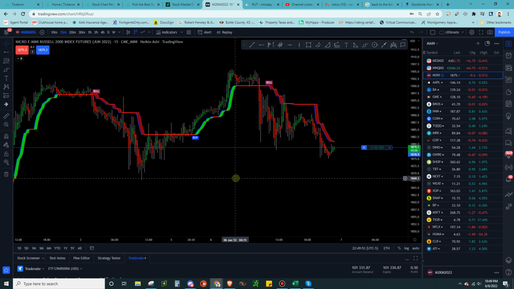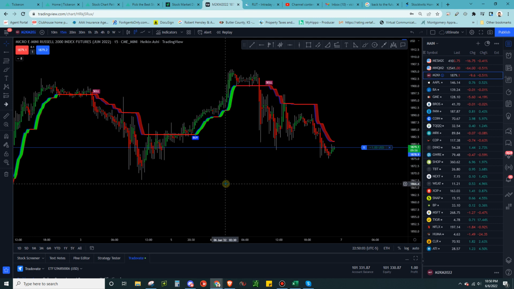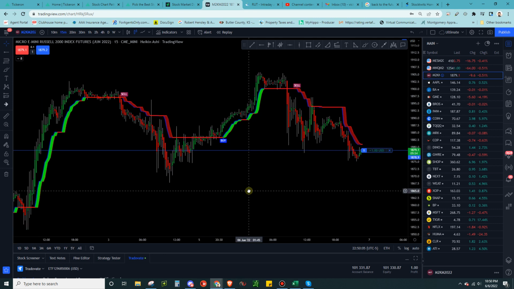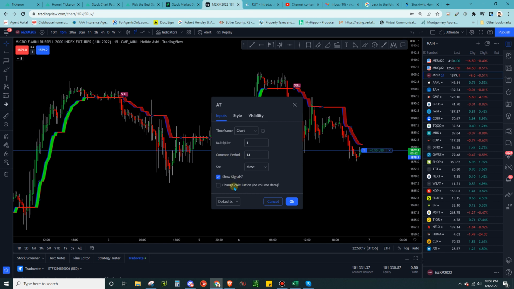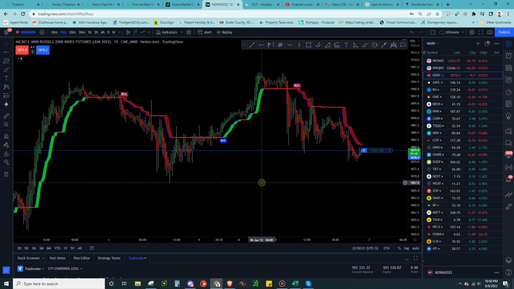In a trending market, you're going to get chopped up like you would with any kind of trend indicator. You're going to get chopped up if you try to trade it in a sideways market. But what's cool is it actually gives you an idea of when sideways is sort of happening. That's when this indicator goes flat like this. I've noticed that when it's flat like that, I think it takes into account a volume calculation. You can see it says change calculated, no volume data, so it's taking into account volume. So I like that fact about it.